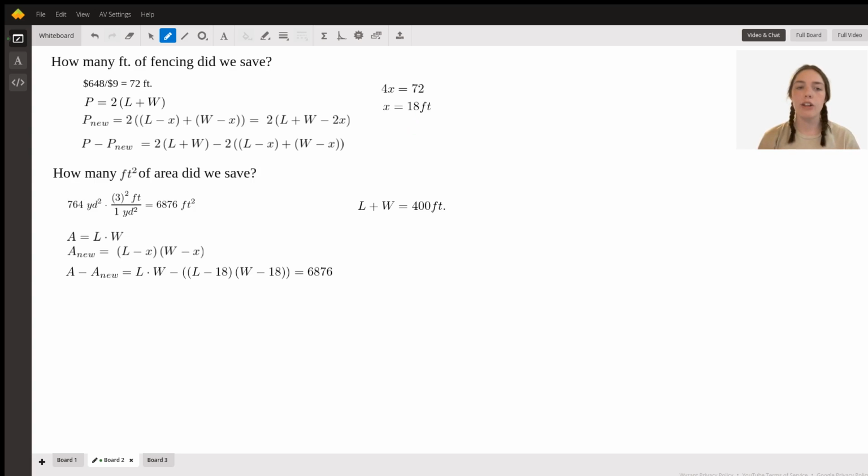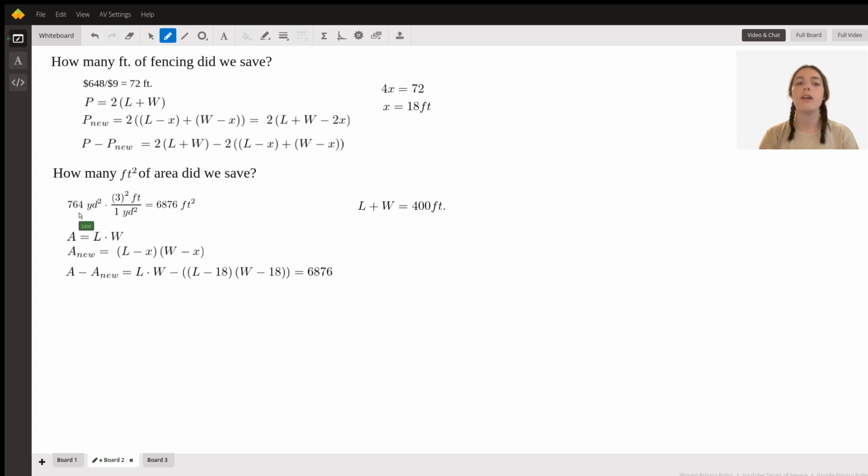Another thing we want to determine is how many feet squared of area did we save? We know we saved some fencing, how much? We know that we're cutting back on area, how much? So that we can figure out the cost in the end. So we start with 764 yards squared. This part can be a little trippy because this 3 squared turns into a 9. That's not the same $9 per linear foot that it's talking about. That just happens to be the same number.